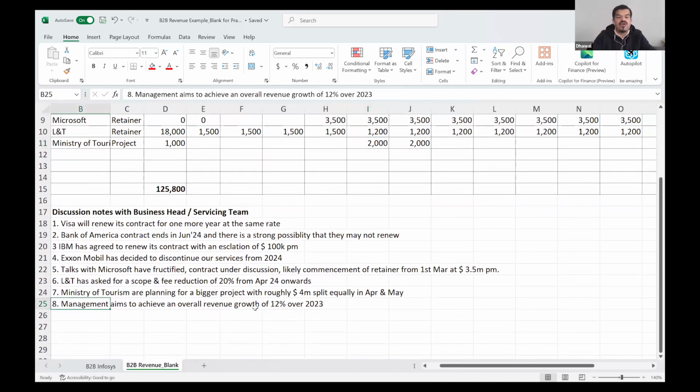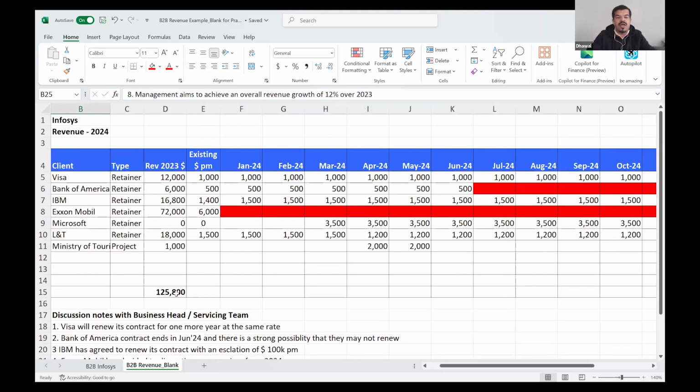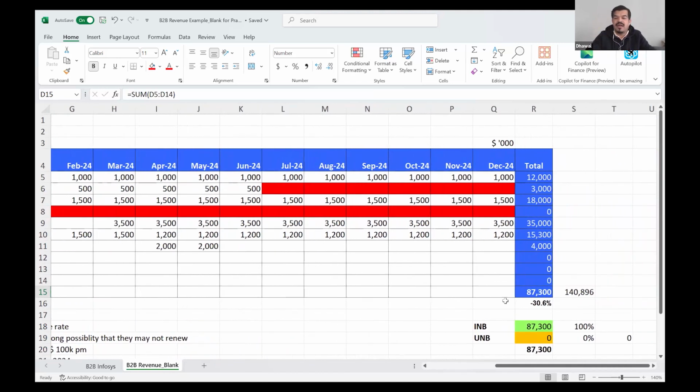Management aims to achieve an overall revenue growth of 12%. So $125.8 million was the 2023 revenue. And if you add 12%, we will be looking at somewhere around $141 million in revenue for the next financial year. But I just took stock of all my clients. I saw all my existing client contracts and relationships, and I saw that we are only doing $87.3 million. But the management wants us to do $141 million.